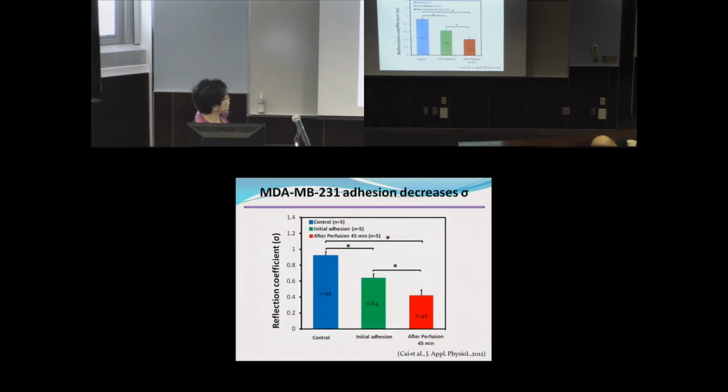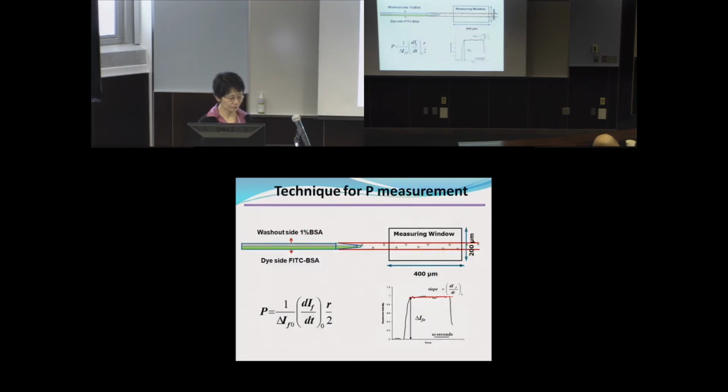And how about diffusion? How about the reflection coefficient? We find in the control, the selectivity or reflection coefficient to albumin is 0.92. The initial tumor cell adhesion decreased it to 0.64, and after 45-minute perfusion, it decreased further to 0.42. Okay, this is the experiment for LP and the sigma. And then we have another one.